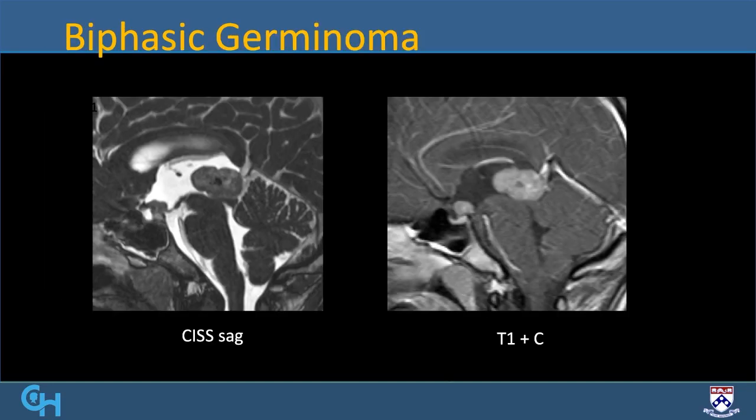When you see a lesion in the pineal region, you want to definitely take a look at the suprasellar region and identify if there is a mass present there. And you have this entity called biphasic germinoma, where you can have a germinoma located in the pineal region as well as in the suprasellar location. And you can see this here on the sagittal T1 with contrast. There is enhancement in both the suprasellar and the pineal location of the germinomas.